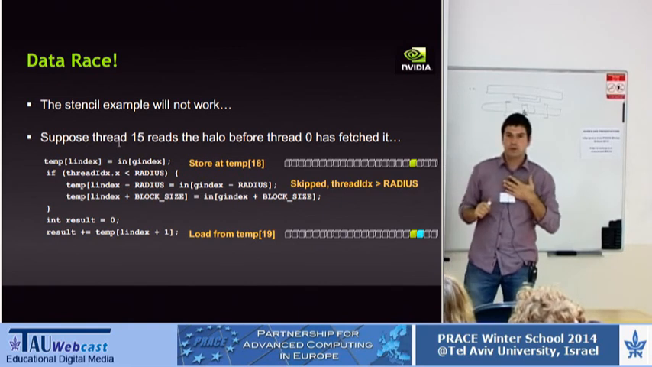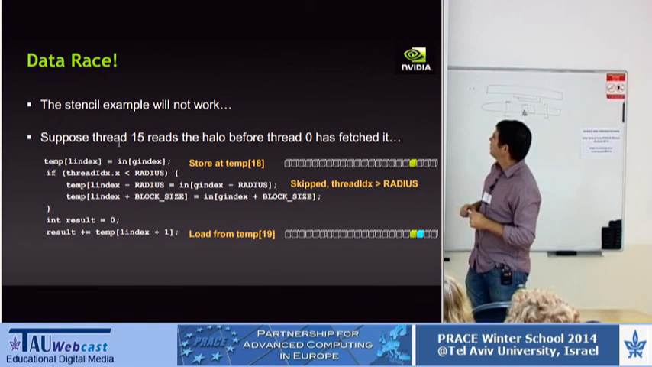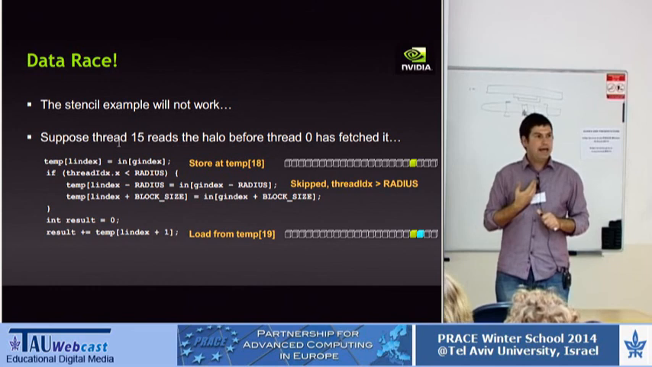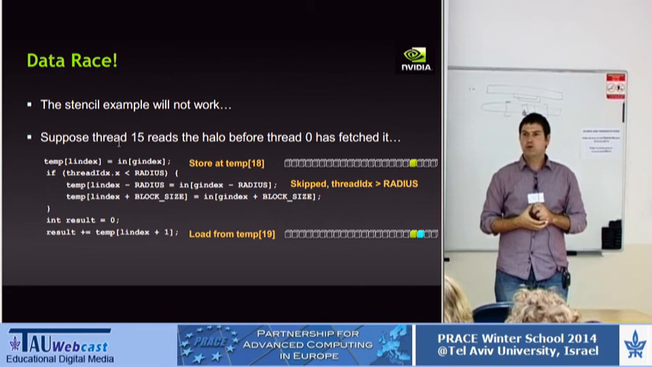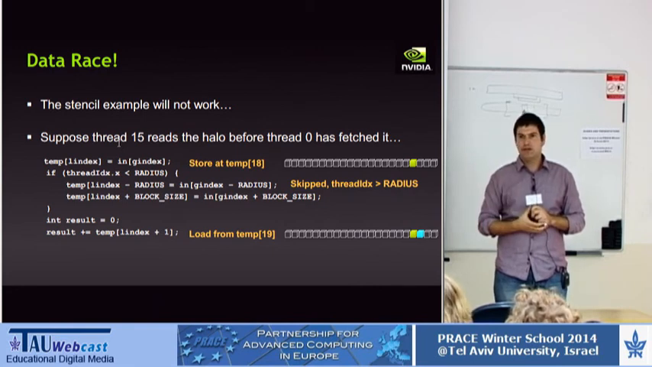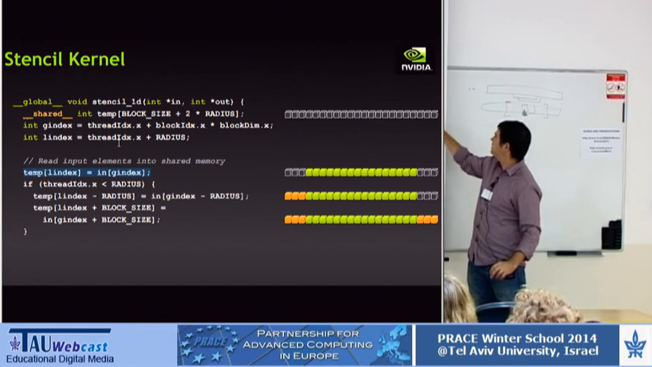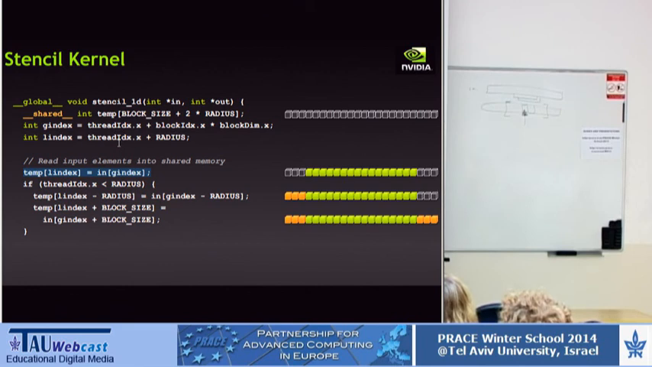Suppose I'm thread number 15, and I'm going to need the information to my right and to my left. And no one has brought it yet. How do I know that thread number 14 has finished? Maybe it didn't bring it yet. And also, the next one here is one of those special halo pixels that needs to go through the if to get it. And I'm not smaller than radius, so I jump here.